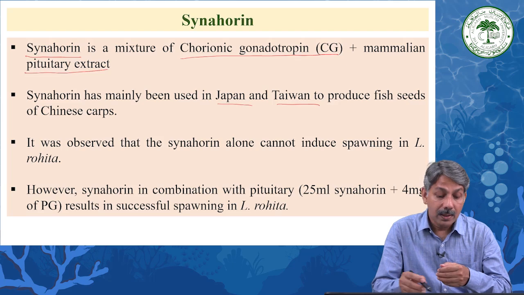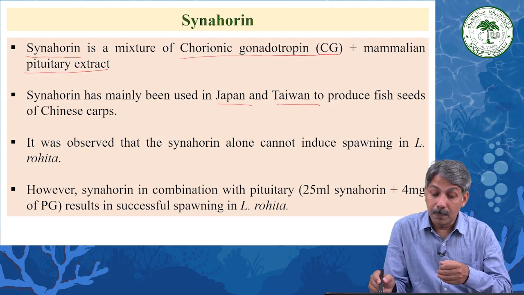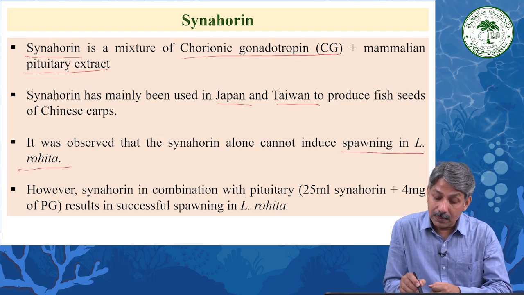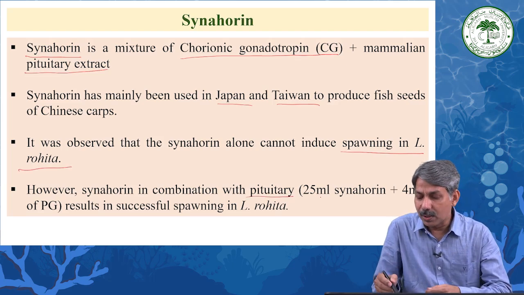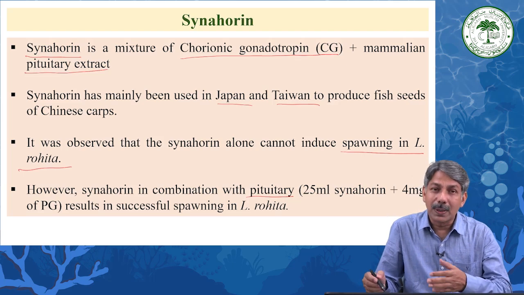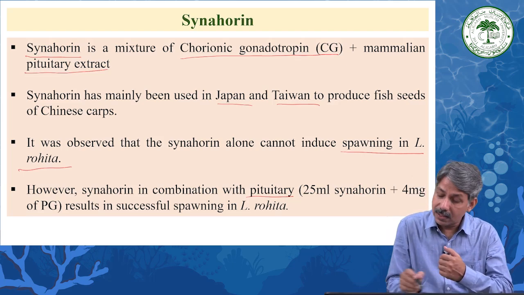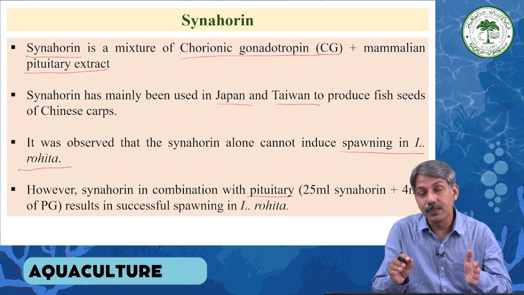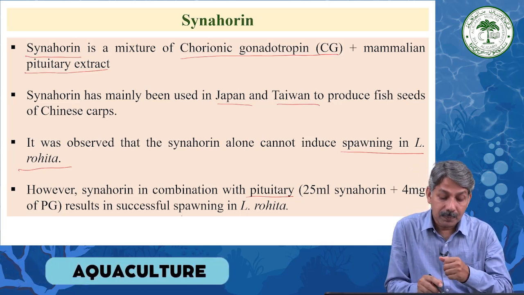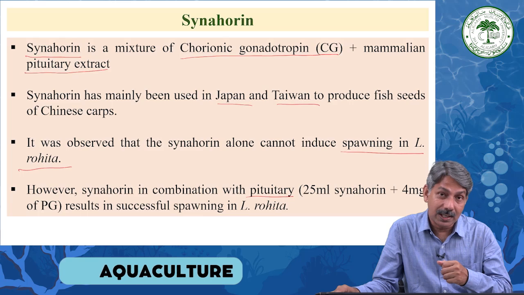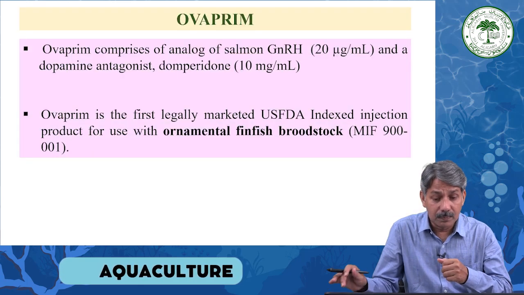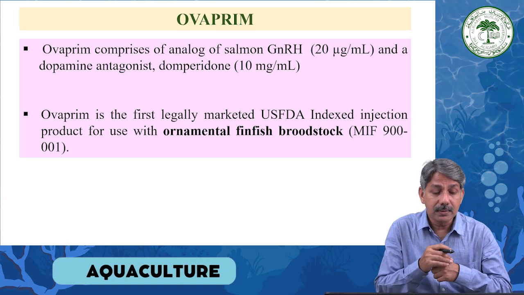Here also, cyanohorin was not successful in inducing spawning in Labeo rohita. But when cyanohorin was combined with pituitary gland, here 25 ml cyanohorin per kg body weight of the fish, it is referenced, and 4 mg of PG, pituitary gland, per kg of body weight, if this combination was used, then Labeo rohita responded positively and it induced spawning. So that is one of the products, cyanohorin.